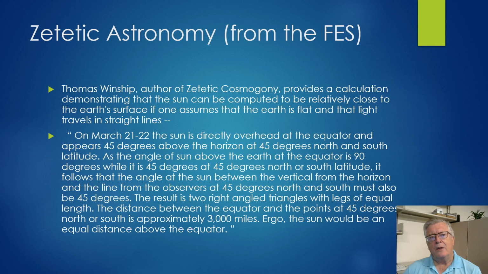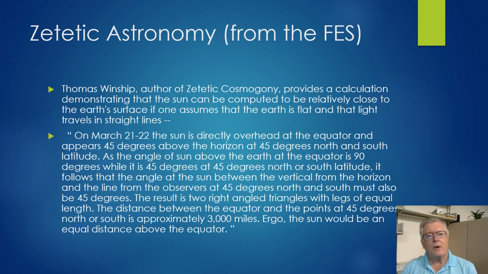So the book on Zetetic Astronomy, if you guys want some hilarity in your reading, this quote here came from the Flat Earth Society. Thomas Winship, the author of Zetetic Cosmogony, provides a calculation demonstrating that the sun can be computed to be relatively close to the Earth's surface if one assumes that the Earth is flat and that light travels in straight lines.